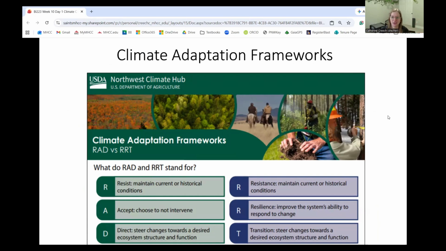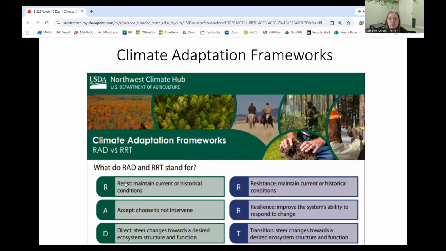Now let's talk about what's going on nationally. So the United States Department of Agriculture has a website called the Northwest Climate Hub. It's for our area, the Pacific Northwest, and they have figured out adaptation frameworks. And the framework is like an action plan of things that can be done in response to a problem. They have two action frameworks. One is RAD and one is RRT. And these are being used federally to help mitigate the problems that are going on with climate change.